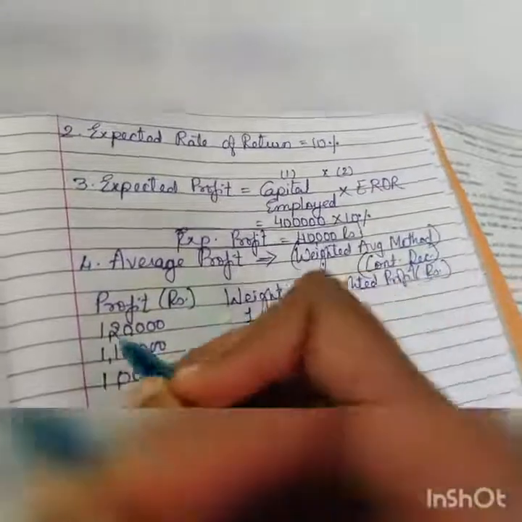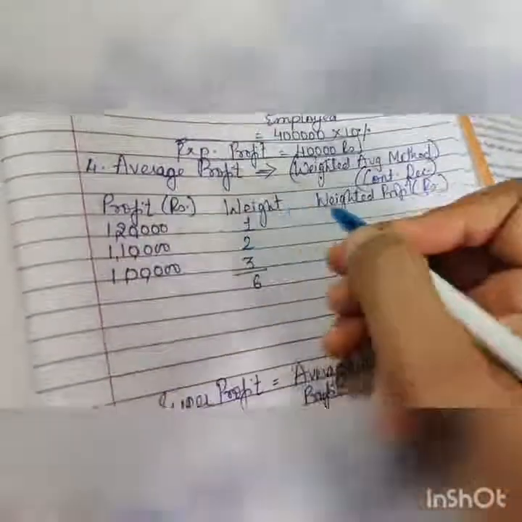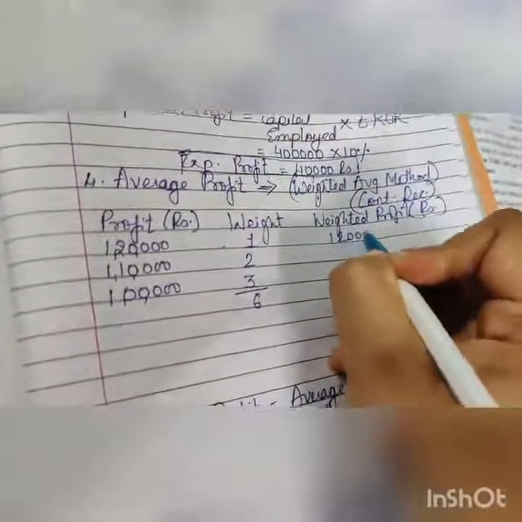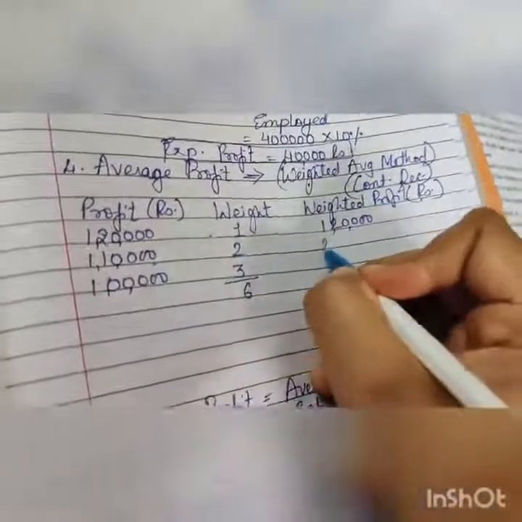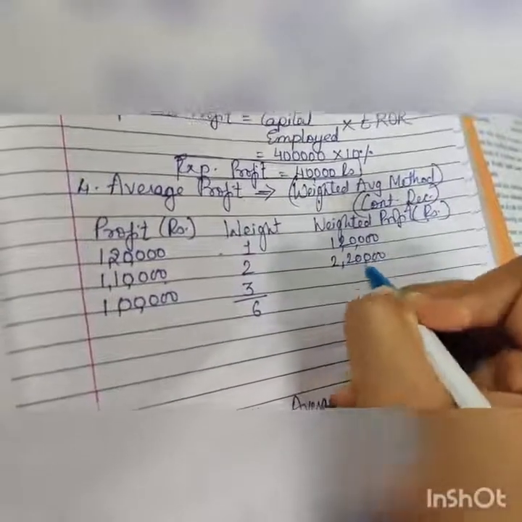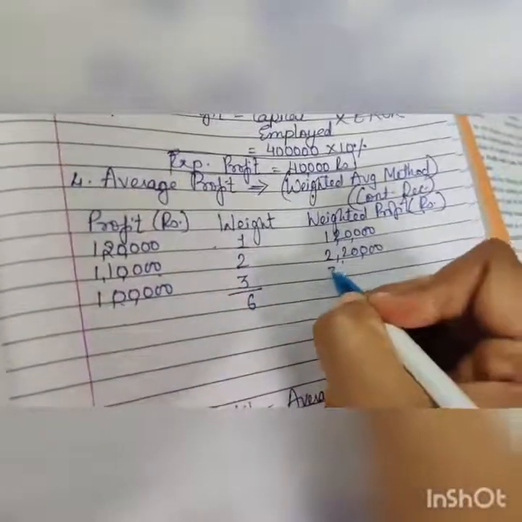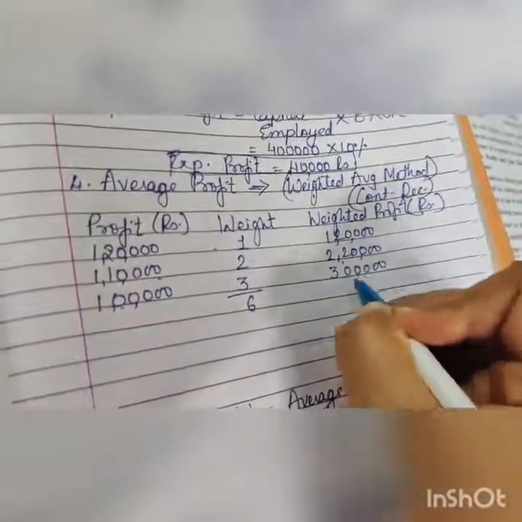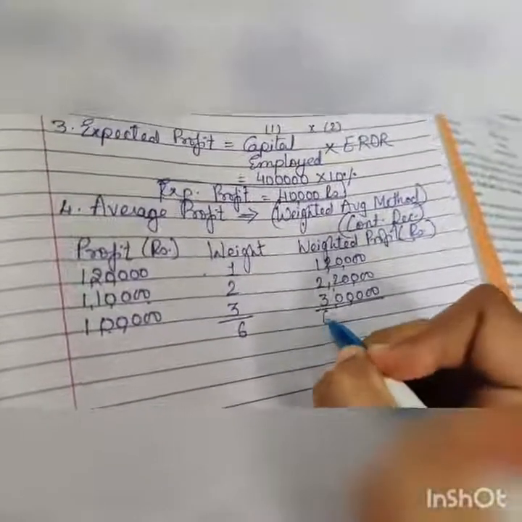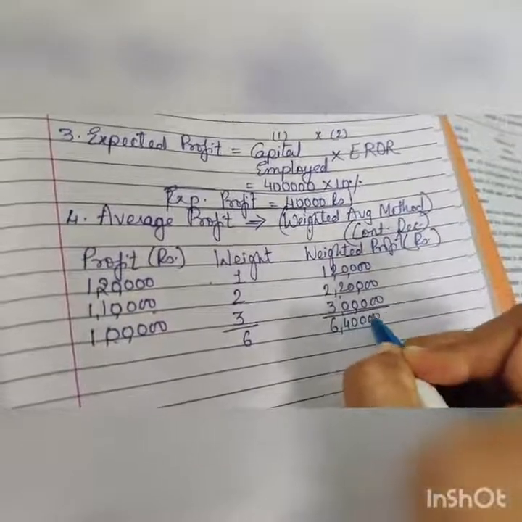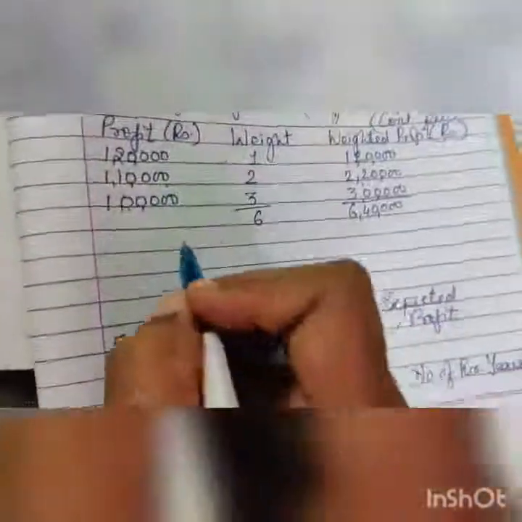Okay, so first, 1,20,000 into 1, what do you get? So 1,20,000. 1,10,000 into 2, so we will get 2,20,000. 1 lakh into 3, so we will get 3 lakh. Now, what is the total of all this? So 6,40,000 rupees.